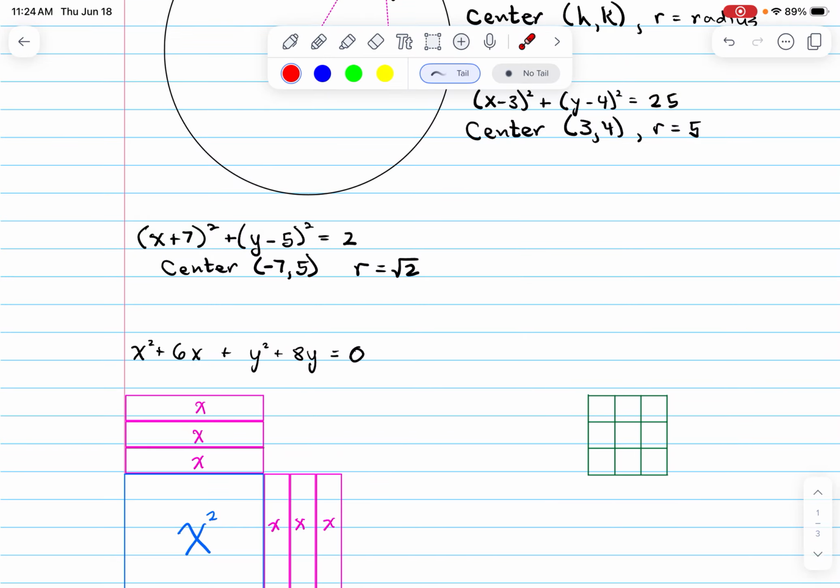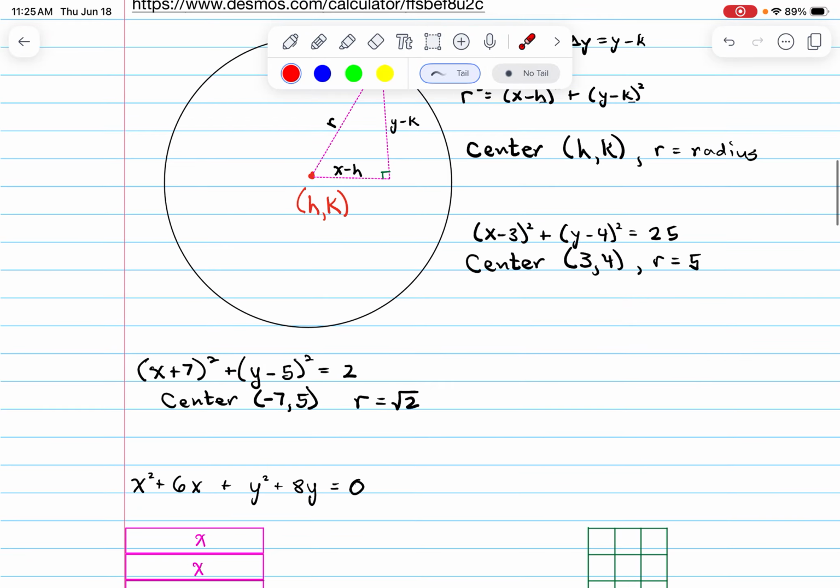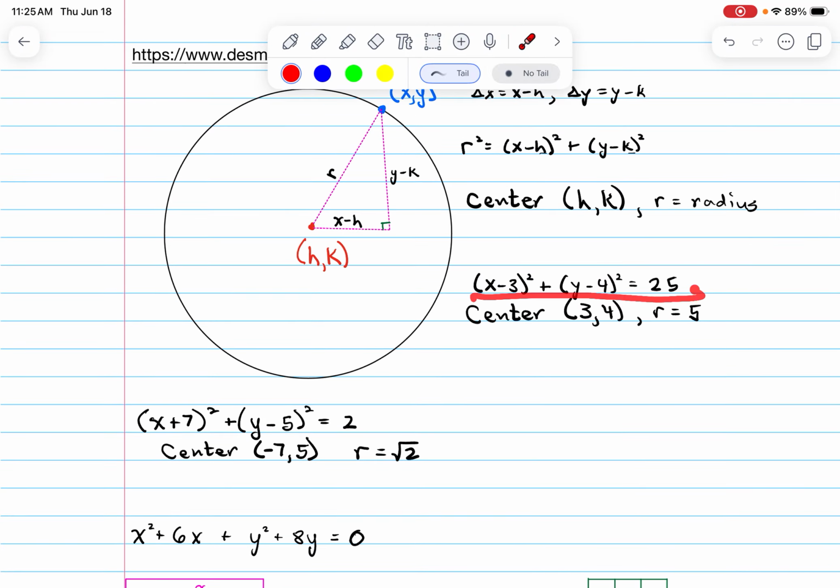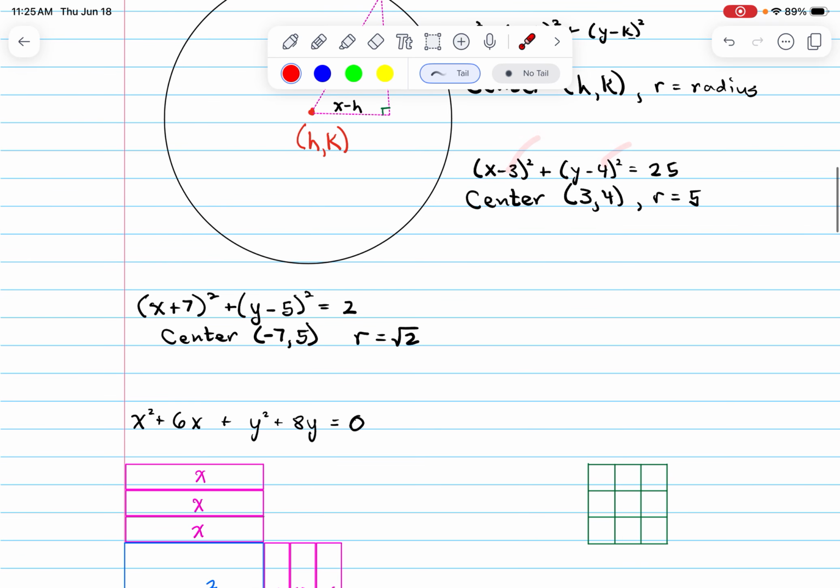Now, let's suppose that we don't have something cool like this. Let's suppose we have this. And we suspect this is a circle because it's still got the x squared and the y squared in it. So we're suspecting that's a circle, but we would like to know what the center of that circle is. And we would like for it to be more like this form right here, where we could just read the center, (h, k).